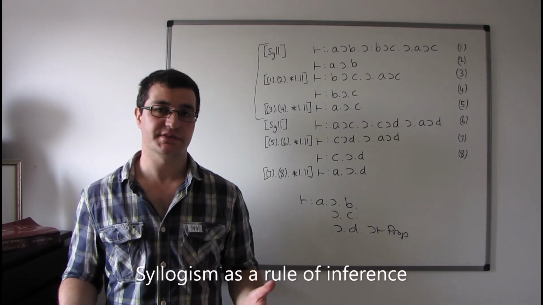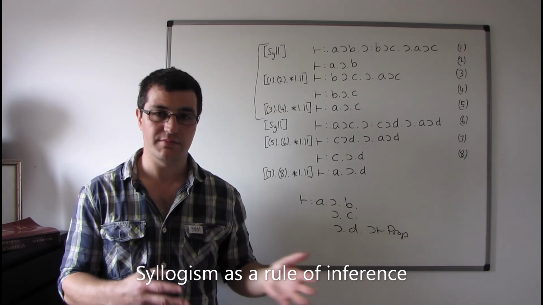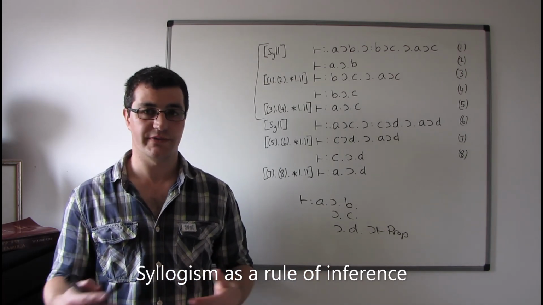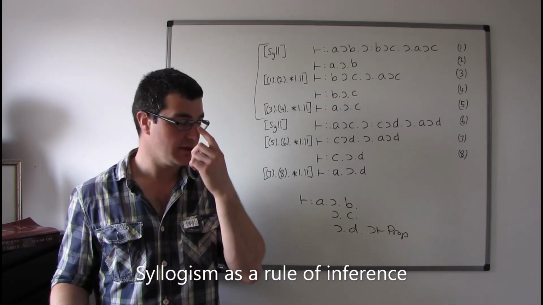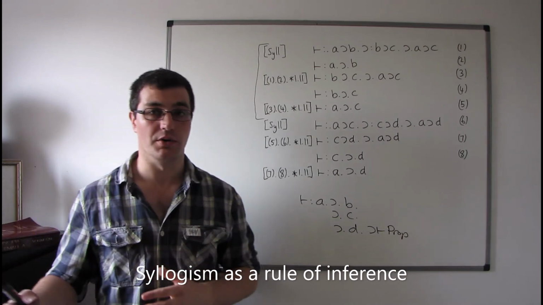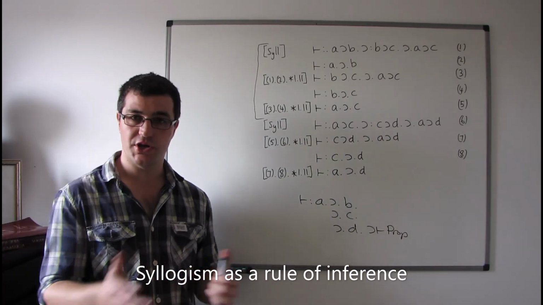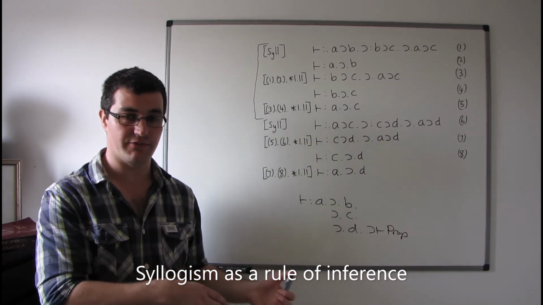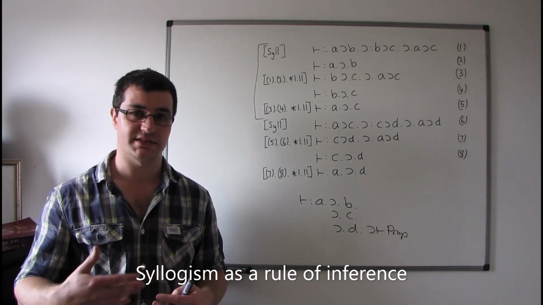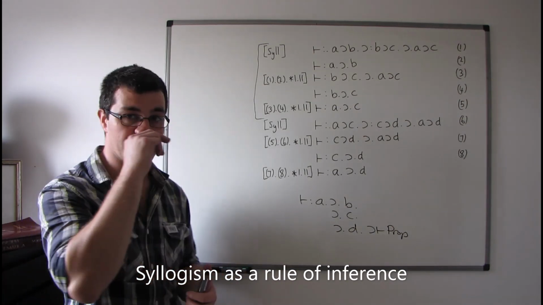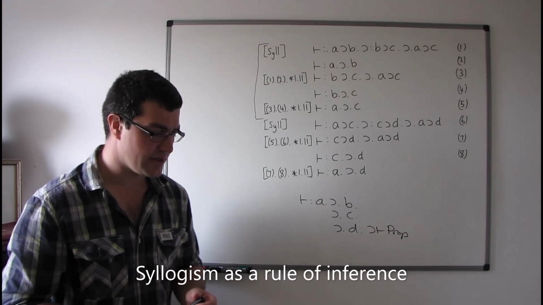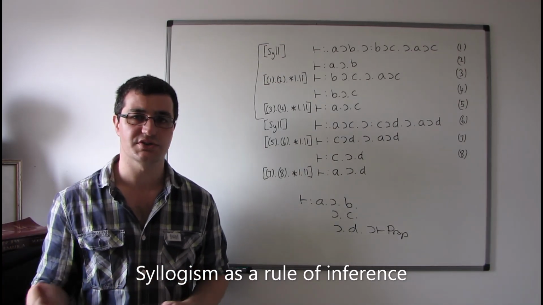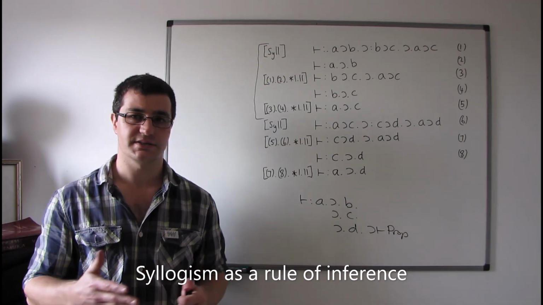The syllogism is probably the most important rule of inference that we're actually going to be using from now on, really. That's not to say that we won't use our original rules of inference, but the syllogism will start to take over as the dominant rule of inference. And if we think about it, it is probably one of the most used types of inference.